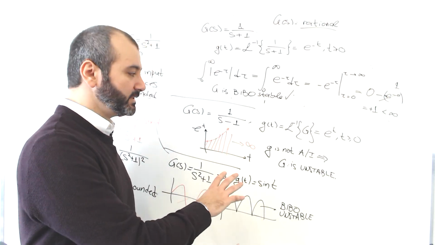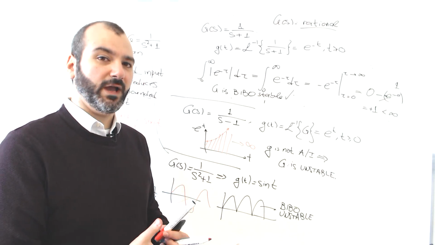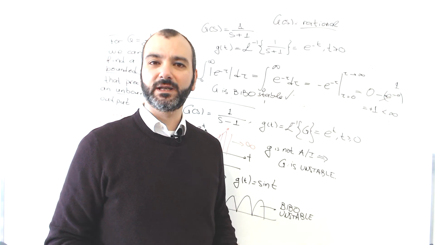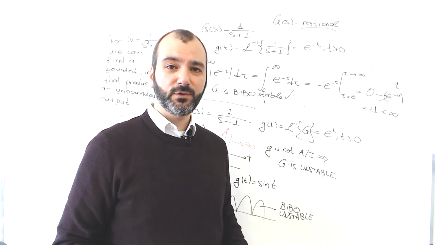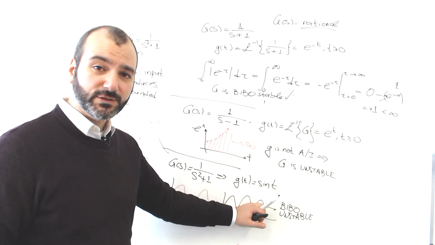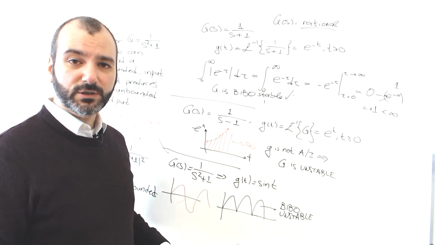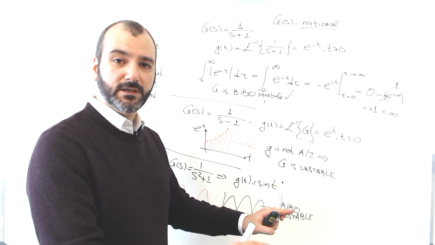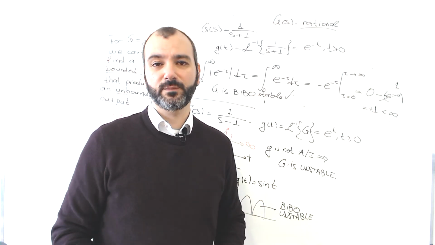But the advantages are that we don't need to check for any possible bounded input, which would have been impossible actually. So it is a very, very powerful tool, and it is also a necessary and sufficient condition. So if the impulse response g is absolutely integrable, the system is BIBO stable. If it is not, then we are certain it is BIBO unstable.